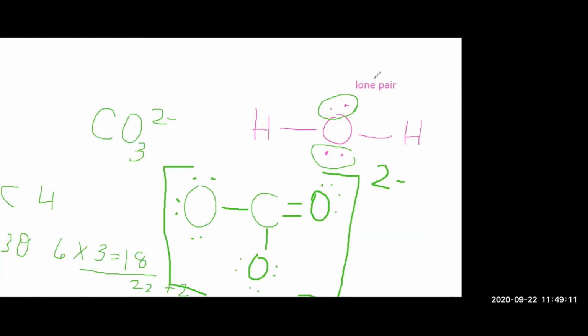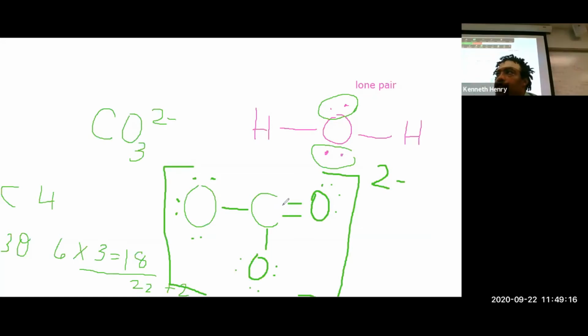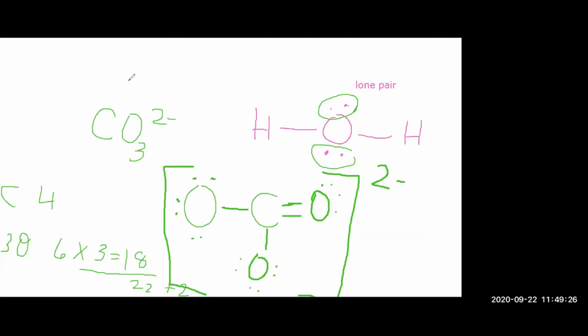Dr. Henry, is that equal sign next to the carbon and the oxygen? No, that means double bond. So they're sharing 4 electrons. So the lines represent the sharing of electrons. Wait, so why are they sharing 4?